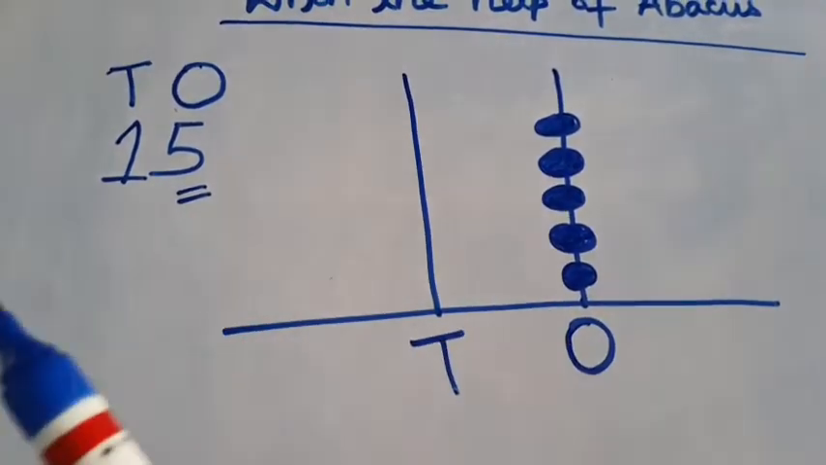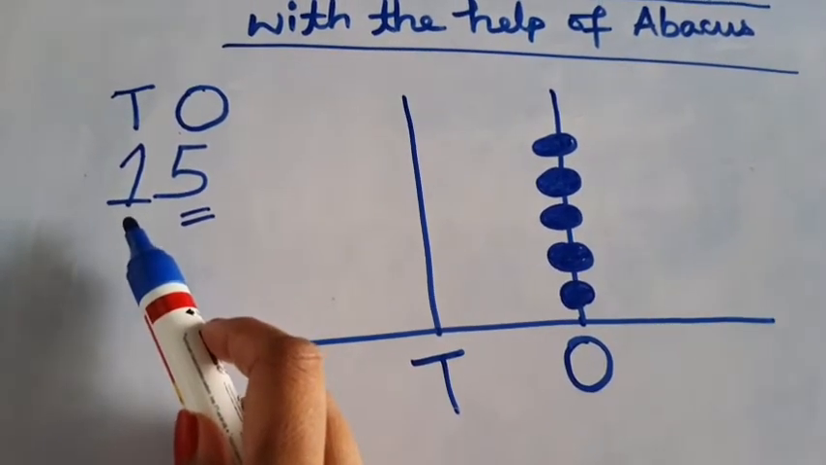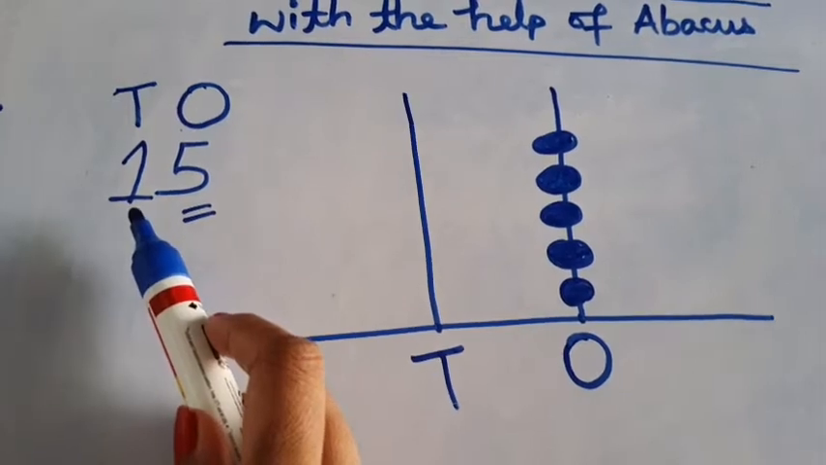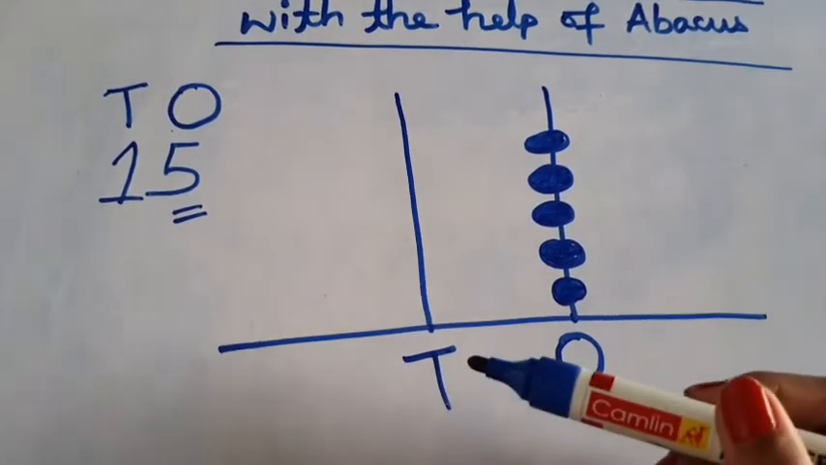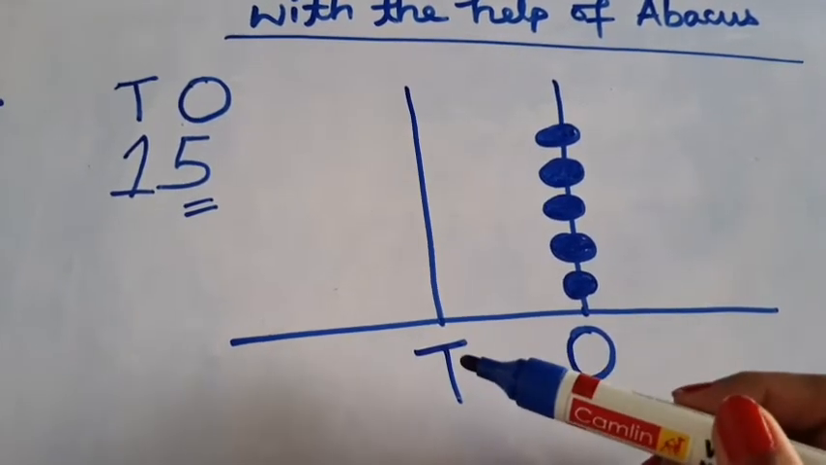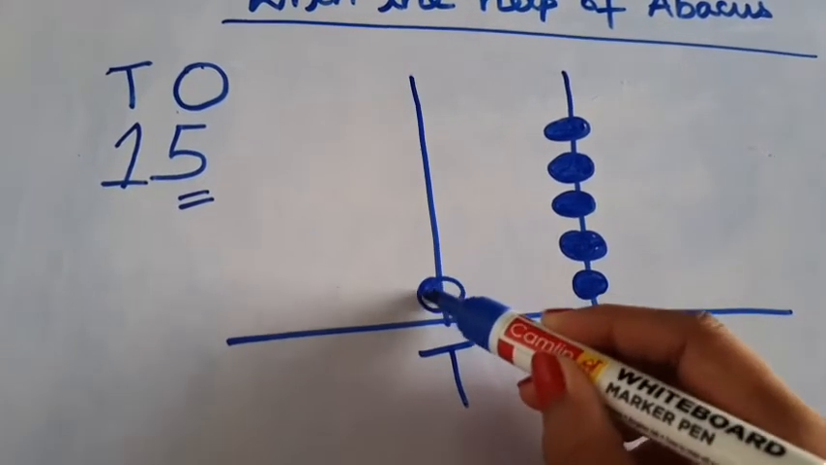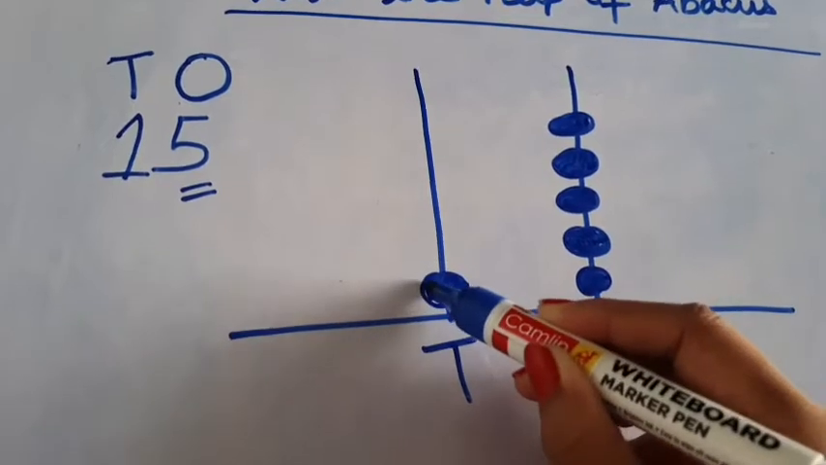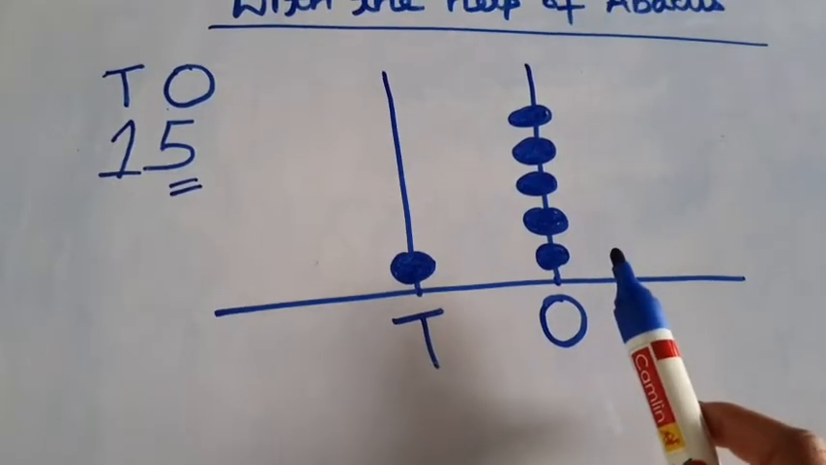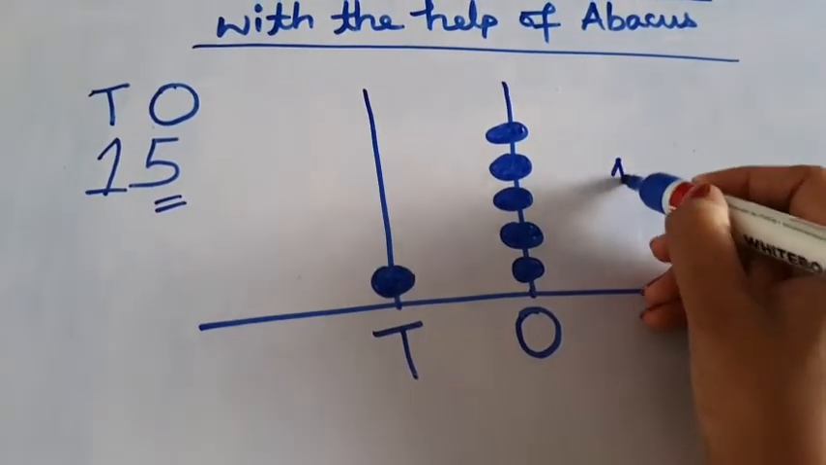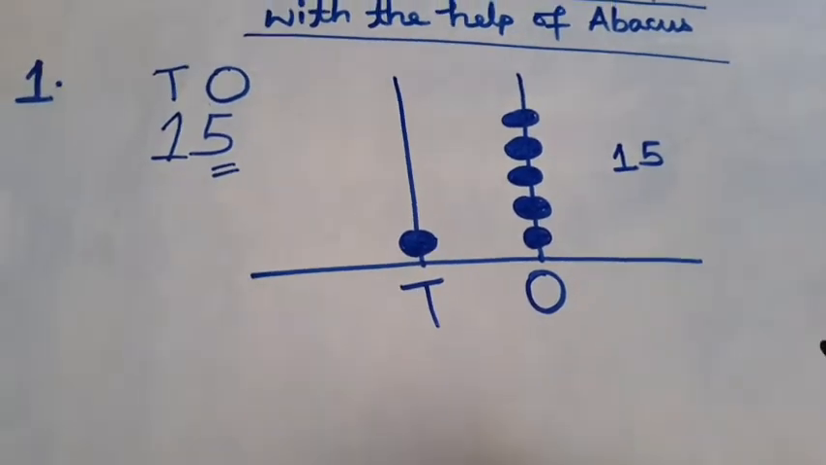Now we have to see the next digit. This is 1, and it is placed in the tens column. So we have to put one bead in this tens vertical rod, like this. So it shows 1, 5, 15. See, 1, 5, 15. Like this, you have to understand.